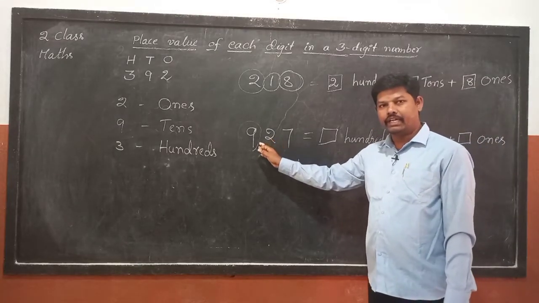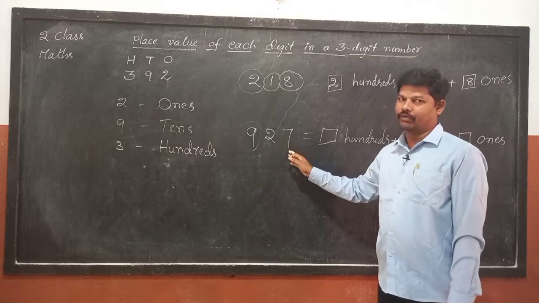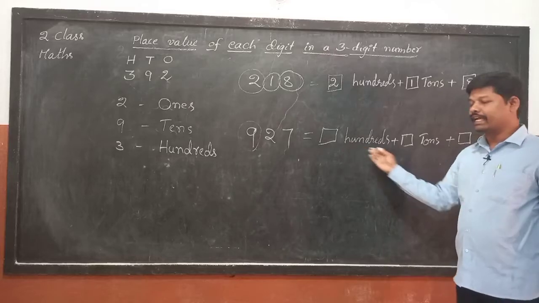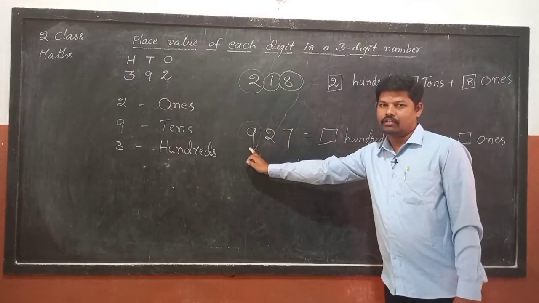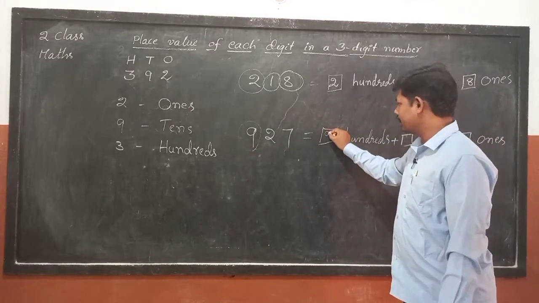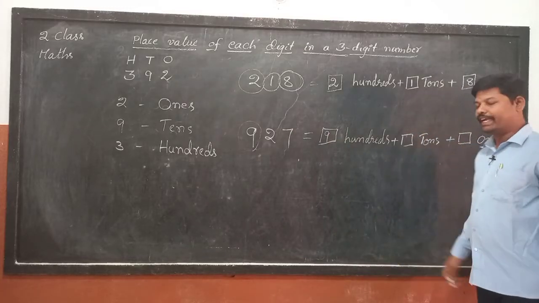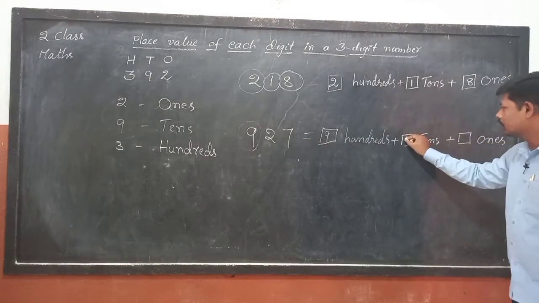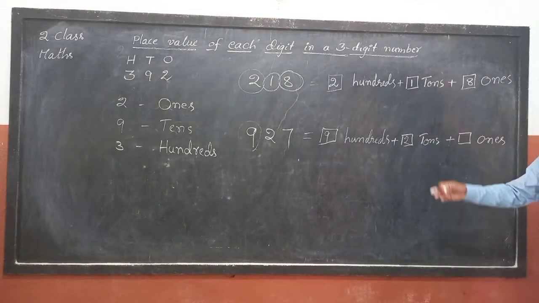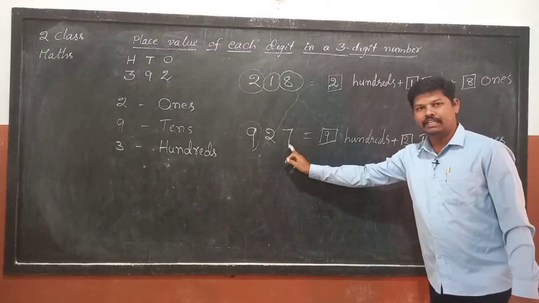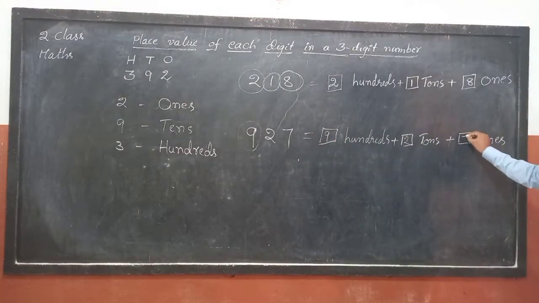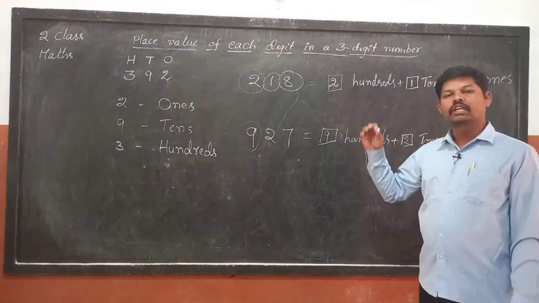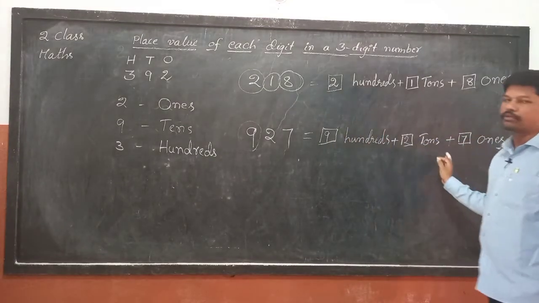927. That means 927. How many hundreds are there? 9. So write 9 here. How many tens are there? 2. Write 2 in the second box. How many ones are there? 7. So write 7 in the ones place. So like that, different numbers, any number, same procedure.